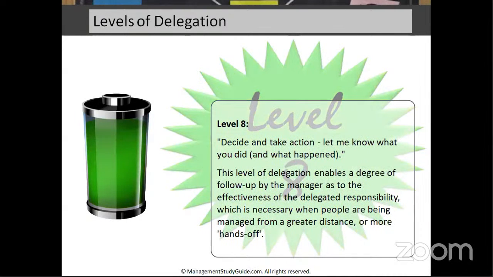Level 8, decide and take action. Let me know what you did and what happened. This level of delegation enables a degree of follow-up by the manager as to the effectiveness of the delegated responsibility, which is necessary when people are being managed from a greater distance or more hands-off.